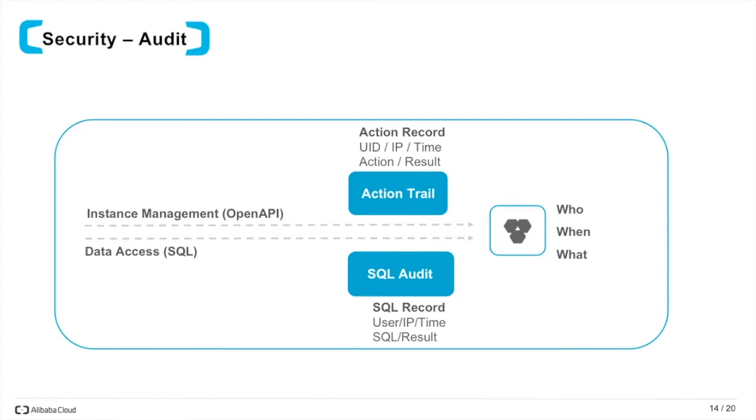RDS will save the secure audit file on the OSS product. You can enable secure audit for 30 days and you can't change the period, so secure audit will cost you money because it needs space to save audit files. And the secure audit also saves the selected statements. The size may expand very quickly.